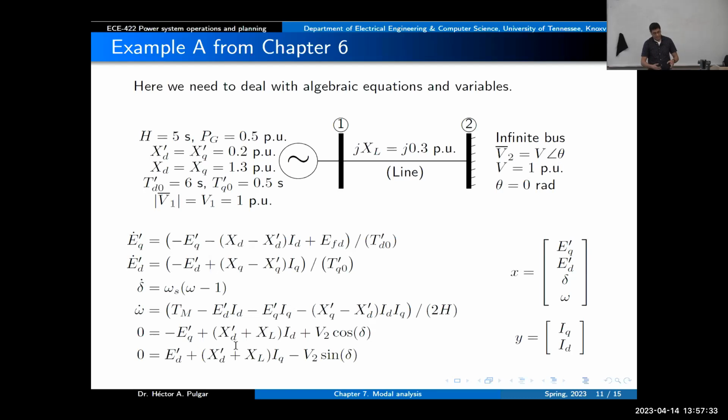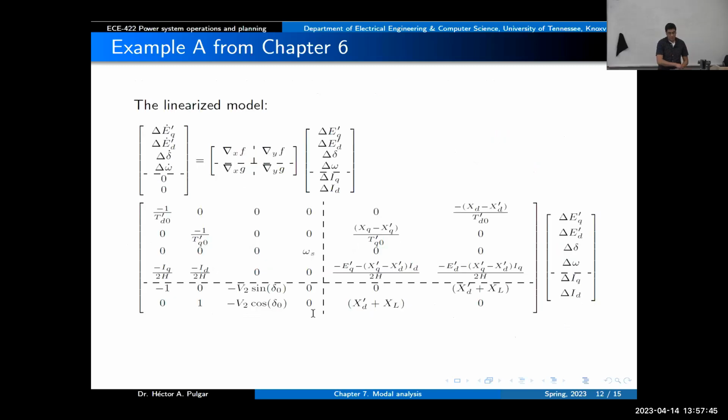So in this case, we need to apply the Kron reduction to obtain the system matrix. The first thing is, because these are nonlinear functions, we need to linearize the system and obtain that model. Okay, and that's what I would like to work with you on now.